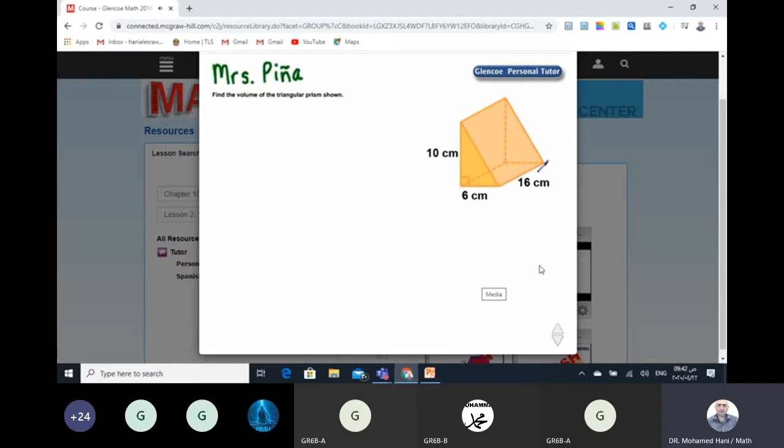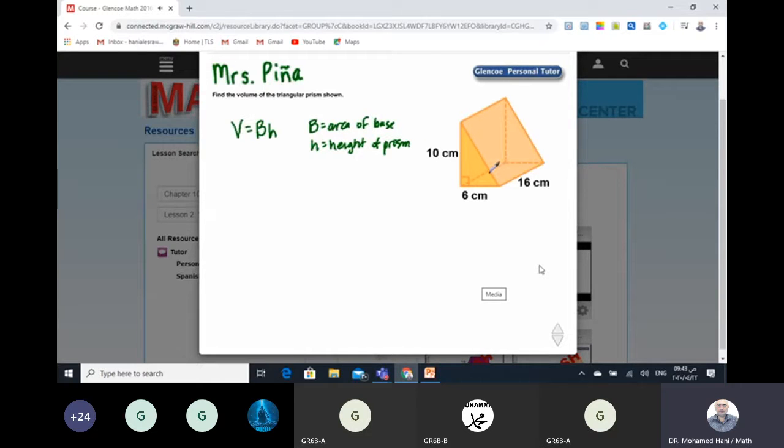I have a triangular prism, and the reason why it is a triangular prism is because the bases, or the two parallel sides, are both triangles. This front side and the back side are triangles. Those are your bases. The formula for volume of a prism is volume equals capital B times H. Capital B represents the area of the base, and H represents the height, not of the base, but of the prism.